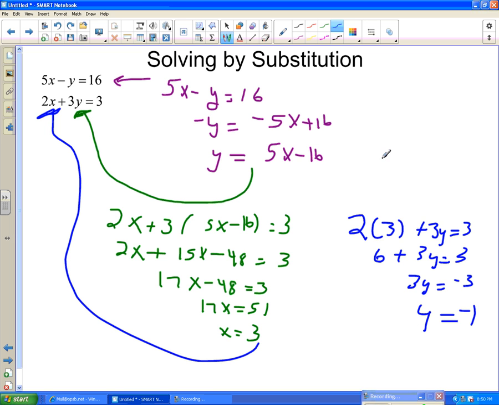So now I know my solution. My solution is going to be x is 3, so I put the x first. And the y is negative 1. So I get the point 3, negative 1, and that's going to be my solution.